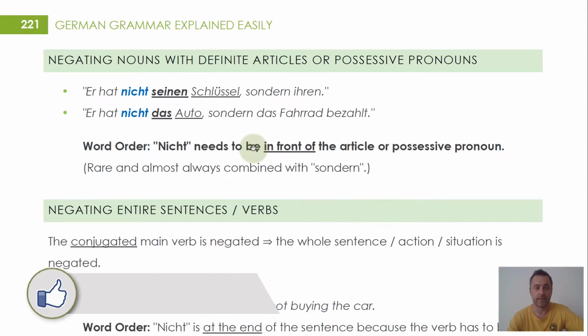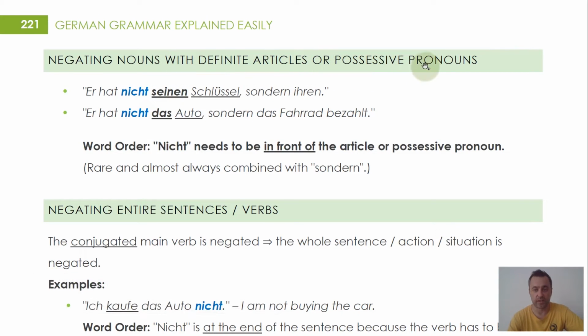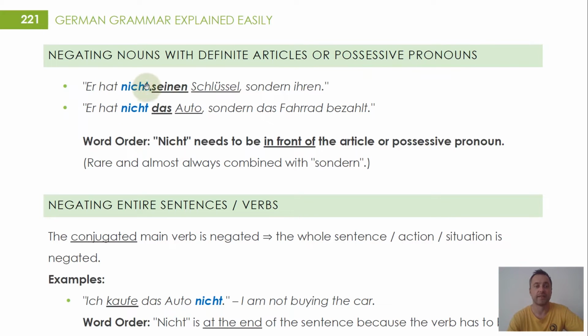But let's have a look at the last version where it's in front of it. That's when we negate nouns with definite articles or possessive pronouns. So, hat nicht seinen Schlüssel, sondern ihren. So he has not his keys, but hers, or her keys. Hat nicht das Auto, sondern das Fahrrad bezahlt.